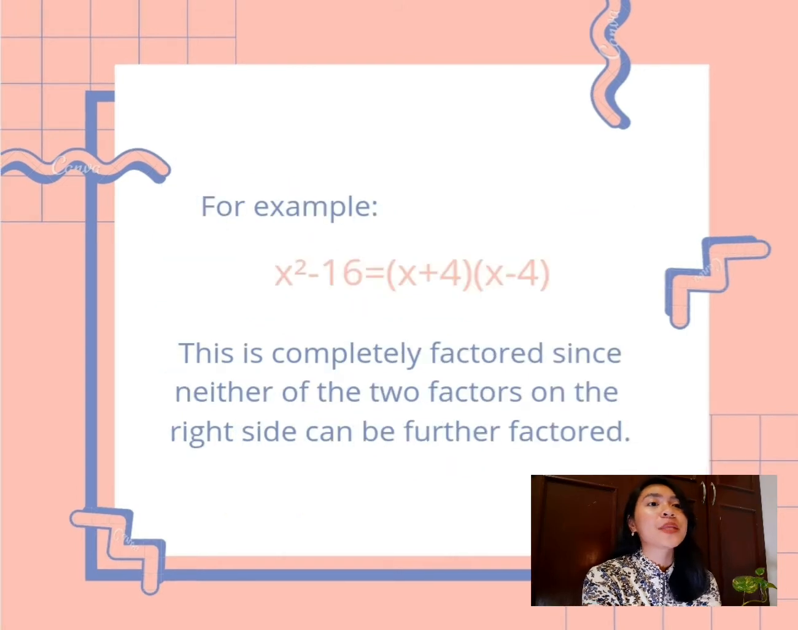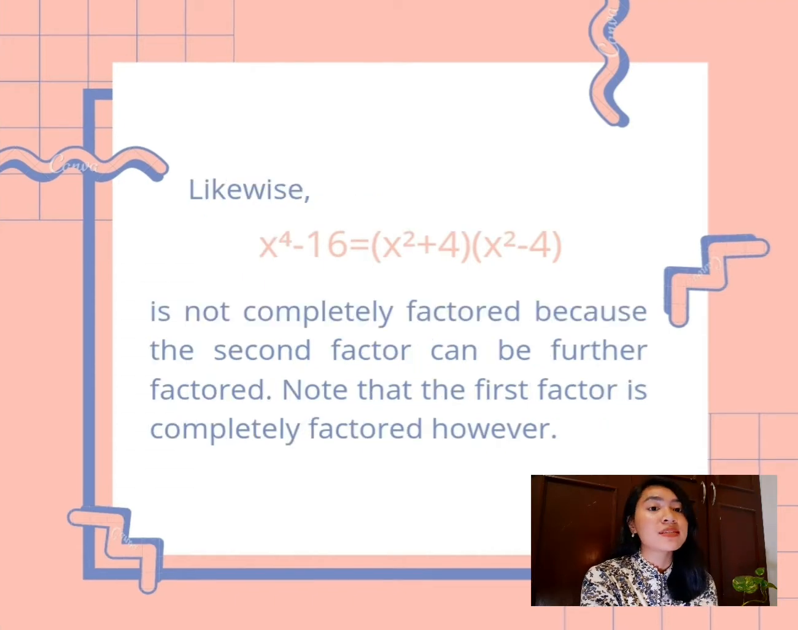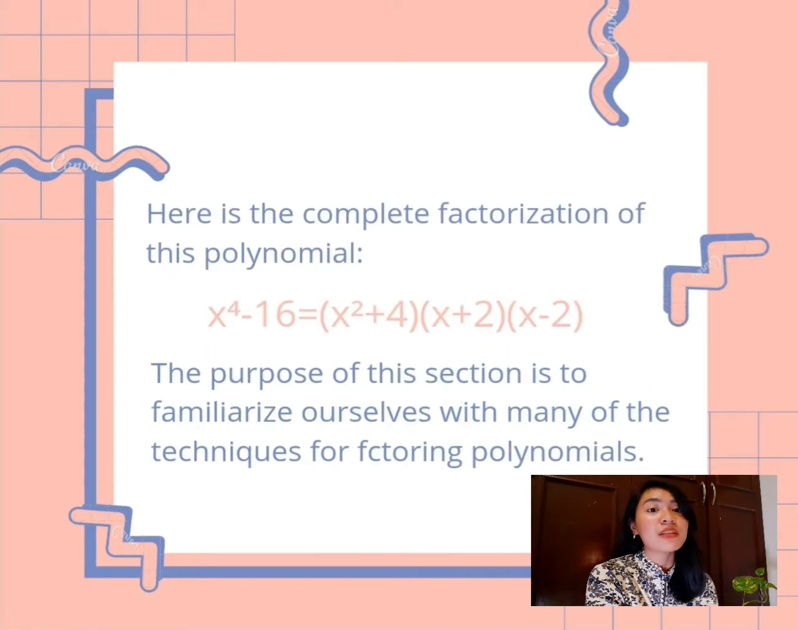For example, x squared minus 16 is equal to x plus 4 times x minus 4. This is completely factored since neither of the two factors on the right side can be further factored. Likewise, x raised to 4 minus 16 is equal to x squared plus 4 times x squared minus 4. It's not completely factored because the second factor can be further factored. Note that the first factor is completely factored, however. Here's the complete factorization of this polynomial. x raised to 4 minus 16 is equal to x squared plus 4 times x plus 2 times x minus 2.